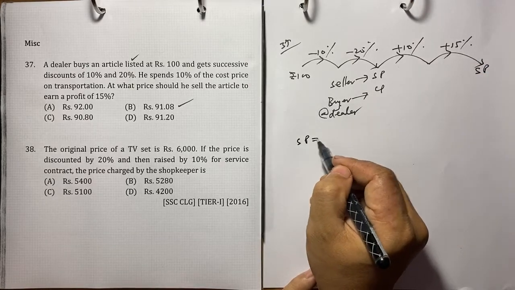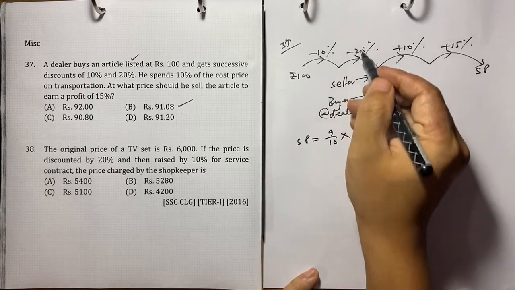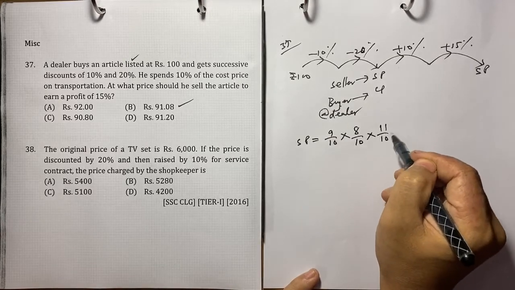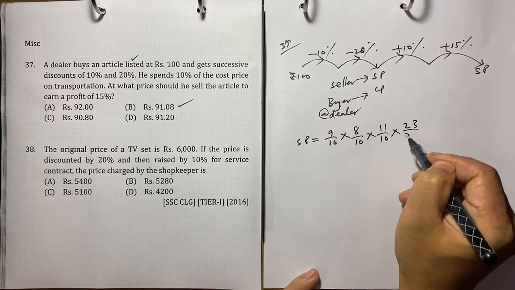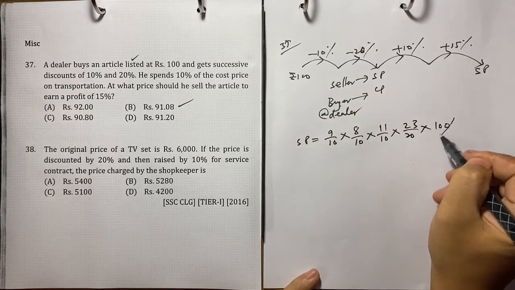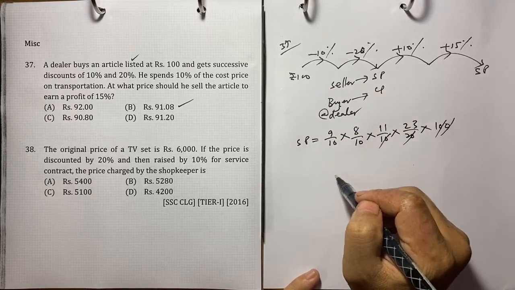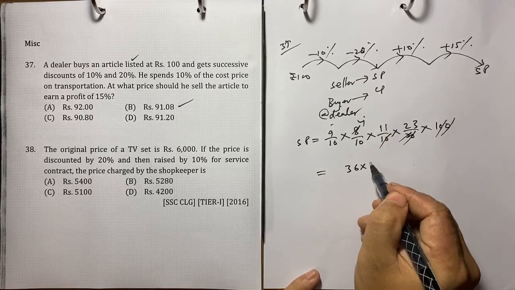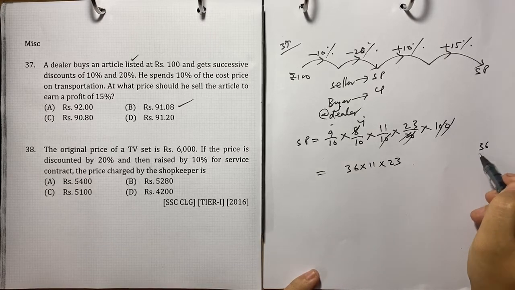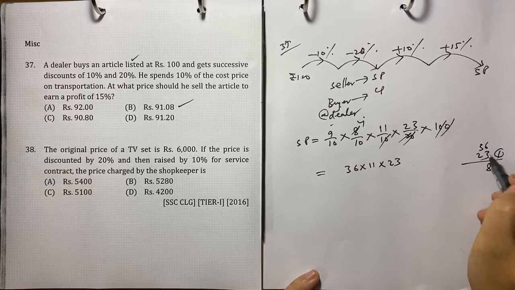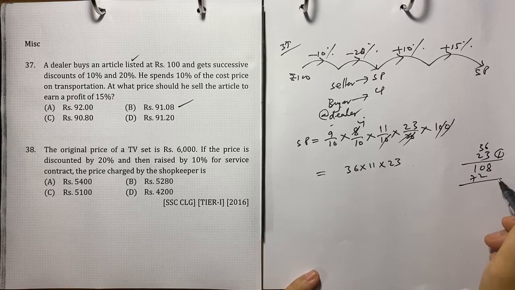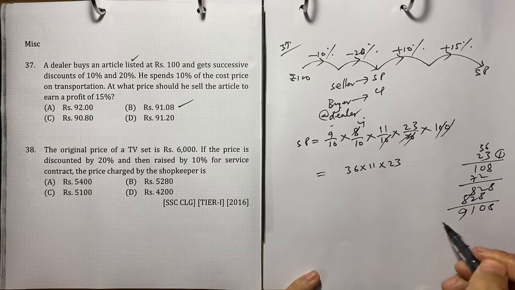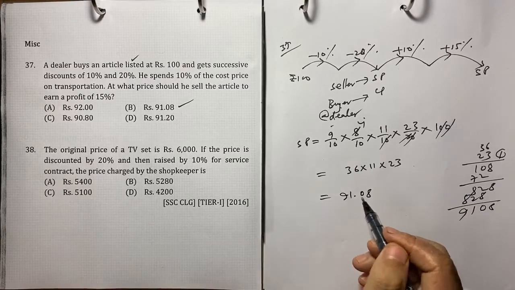So finally, the new selling price for the buyer will be 9 by 10 into 8 by 10 for the 20% discount, into 11 by 10 into 23 divided by 20 for the 15% profit, into the mark price, which is 100. Cancelling like this, we get 36 into 11 into 23. Multiplying, it will be 91.08. So this will be the answer.